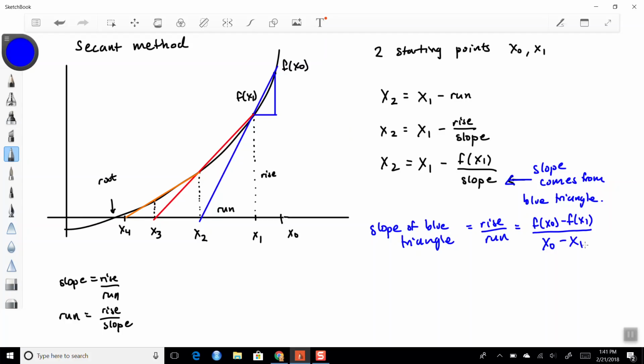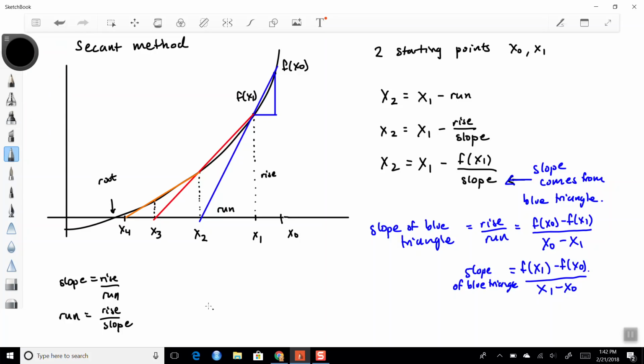All right. The textbook flips these around and writes it this way: f of x1 minus f of x0 divided by x1 minus x0. But you can see that these are equivalent, right? Okay, so this is how the textbook writes it. And so basically, we're just going to plug this in. This is going to be the slope of the blue triangle. We're going to just plug that into here.